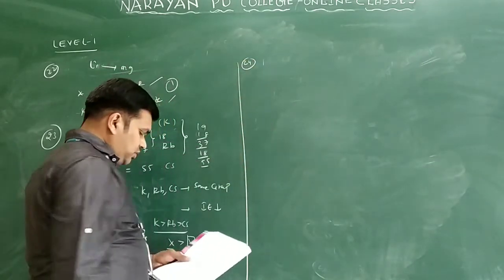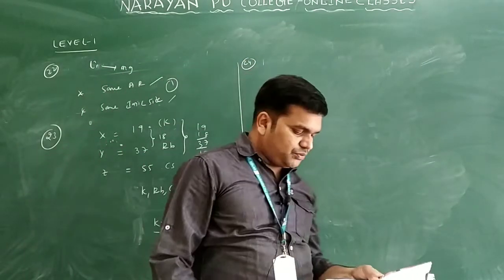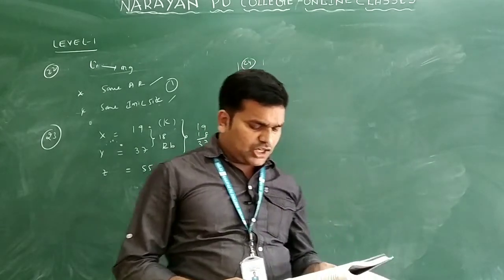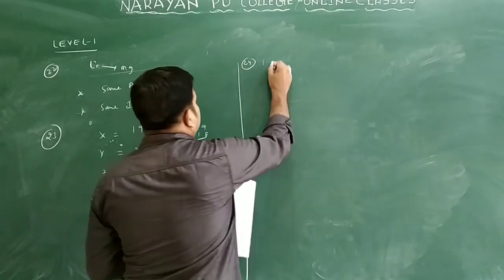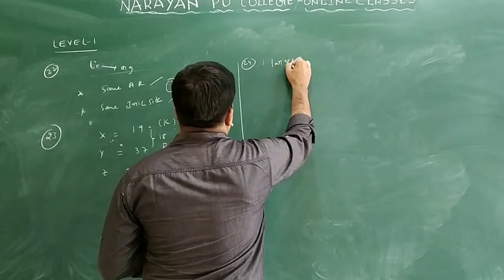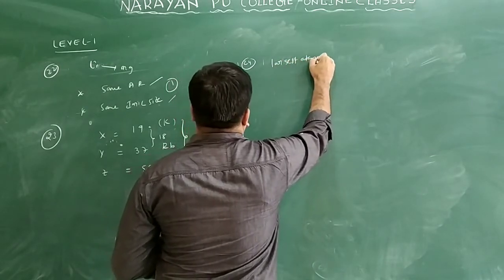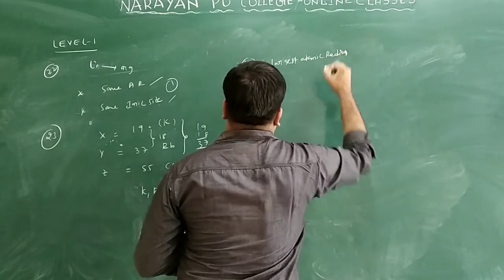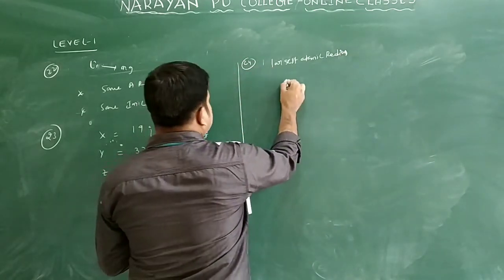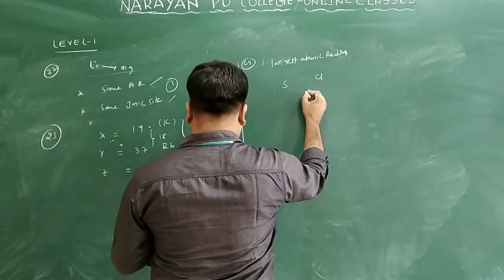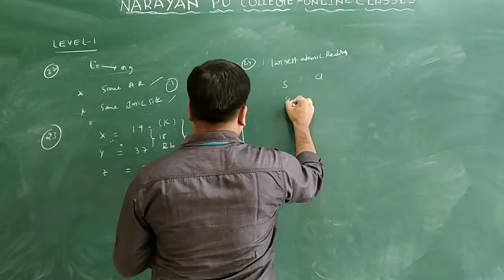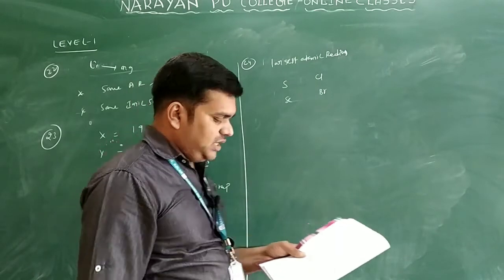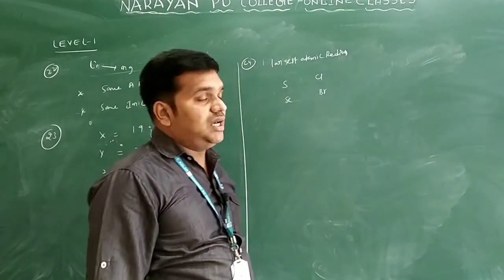Now we'll see question number 24. We have the element which has the largest atomic radius only. They are asking for the largest atomic radius. What are the options given here? Sulfur, chlorine, and one more, selenium, and bromine is given. They are asking for the highest size of the element only.